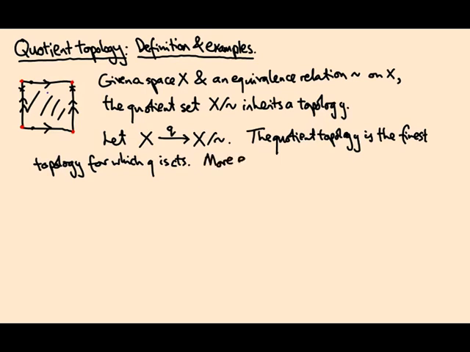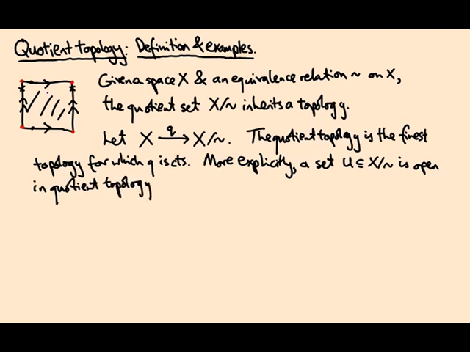More explicitly, a set U inside the quotient, so a collection of equivalence classes, is open in the quotient topology if and only if Q inverse of U is open in X. These are exactly the sets you would need to be open in order for this map Q to be continuous. You can't add any more sets in without Q being discontinuous. So we need to check that this is actually a topology, that this thing I've described here is a topology.